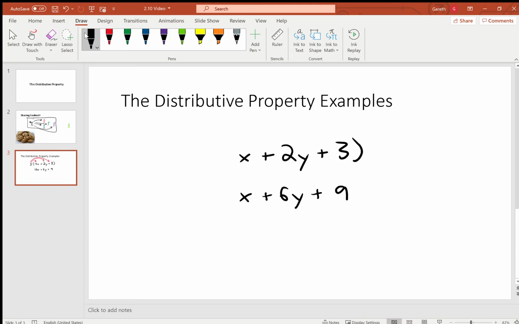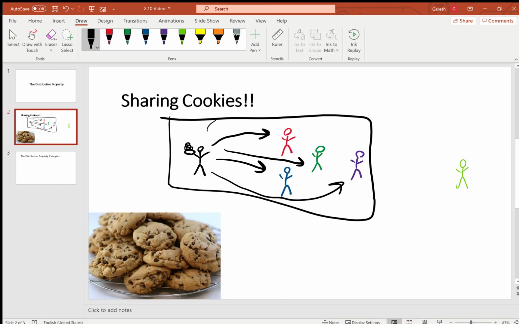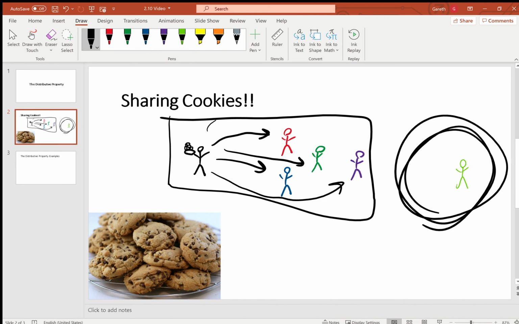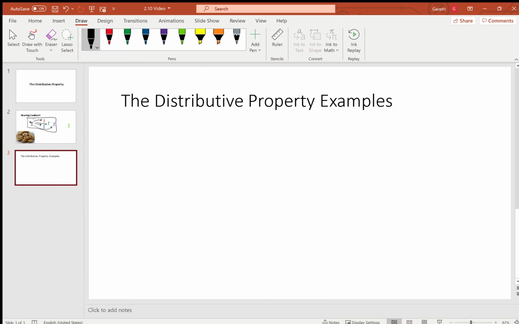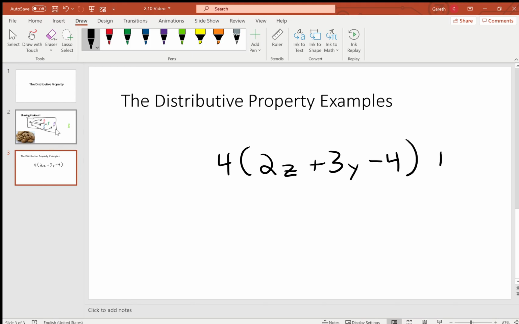And now let's give you one final example, okay? Remember I said before, Juanita only has enough cookies to share with her friends. She can't just invite everyone. There's a limit, yeah? So just like over here, the person outside, not part of the friend group, didn't get any cookies, the same thing happens in math. Let's say 4 parentheses 2z plus 3y minus 4, close parentheses, plus 3.